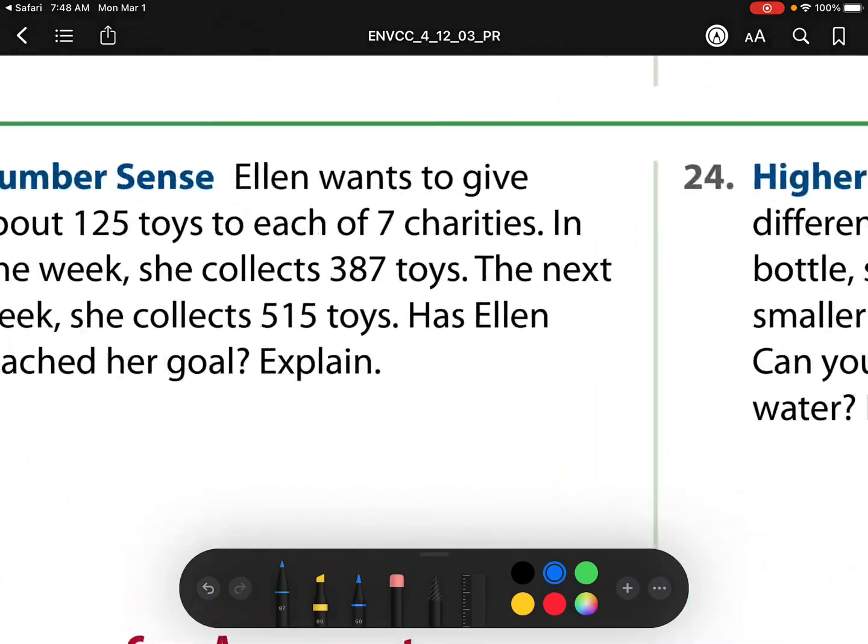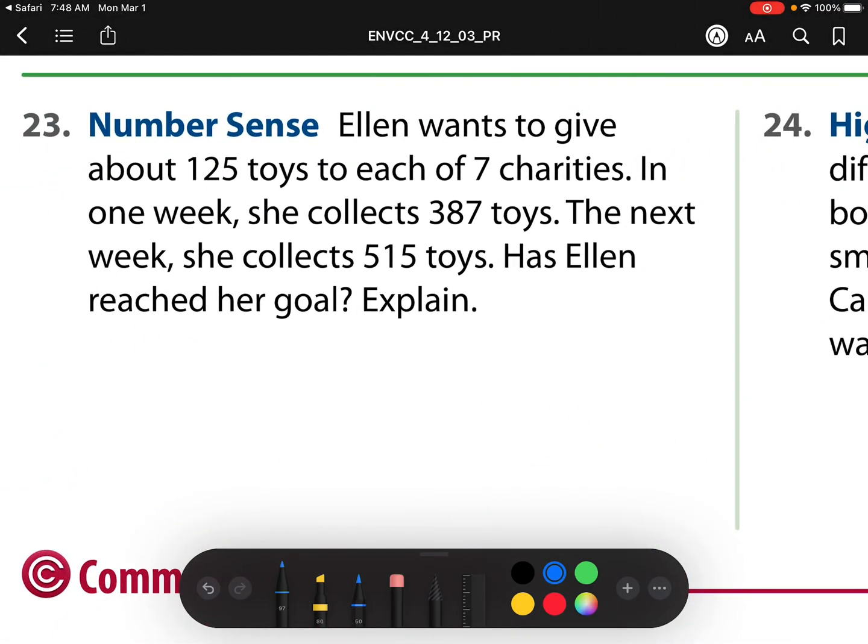Off to 23 now. Ellen wants to give about, so maybe this word is key, because remember, it's not exact. 125 toys to each of 7 charities. In 1 week, she collects 387 toys. Next week, she collects 515 toys. Has Ellen reached her goal? Explain. Well, let's check. Well, that word about means what? Well, it means, remember, it doesn't have to be exact. So we can round these if we would like. So let's check.